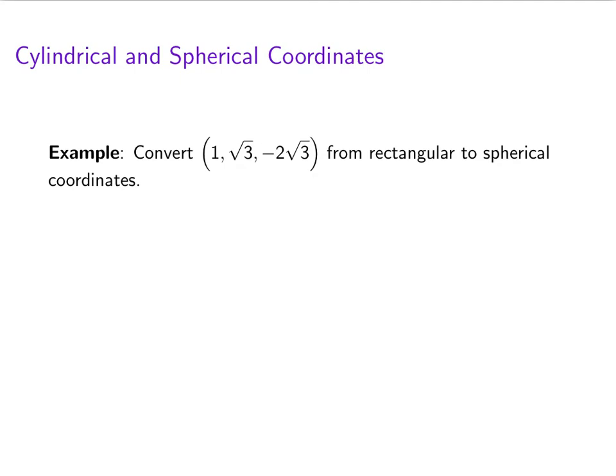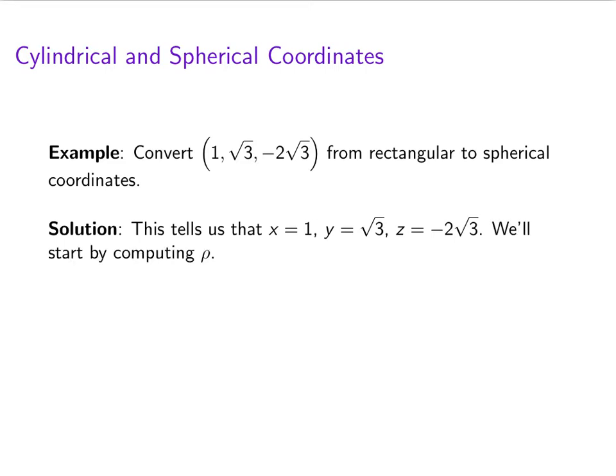Hello, calculus fans. Let's convert 1, root 3, negative 2 root 3 from rectangular to spherical coordinates. So we're starting with x equals 1, y equals root 3, z equals negative 2 root 3. We need to find rho, theta, and phi. Okay, let's start with rho.